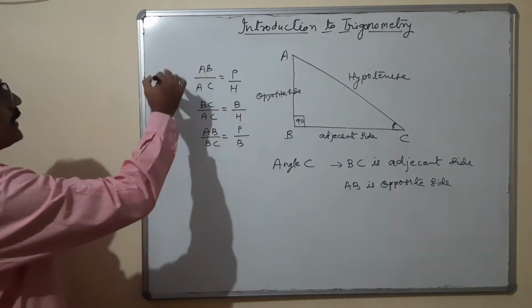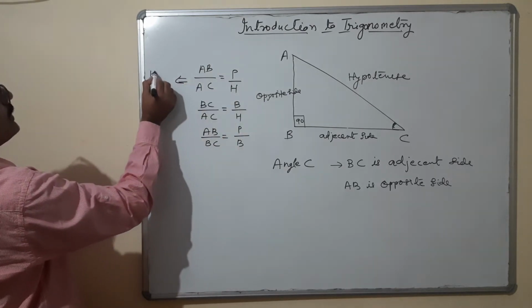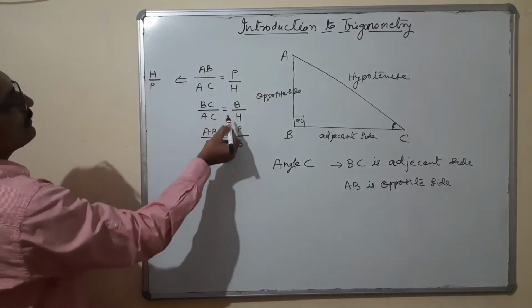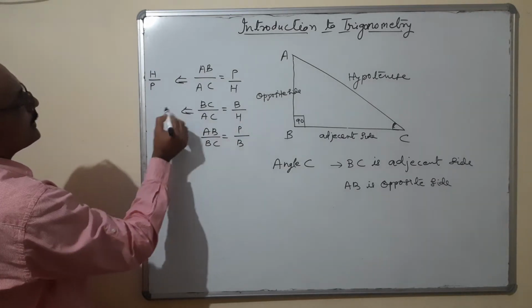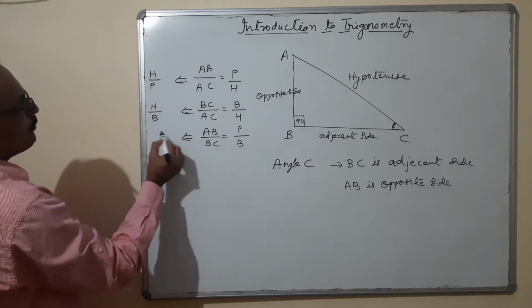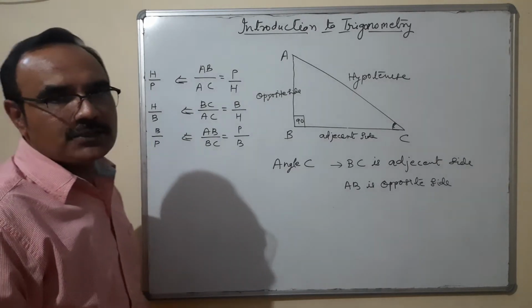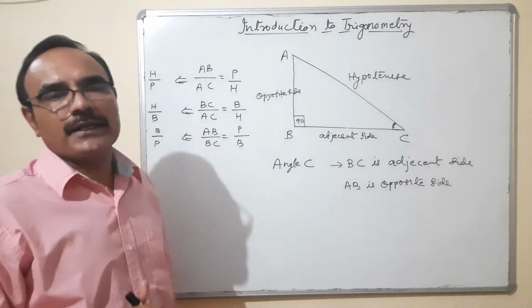If I reciprocate them, then what happens? It becomes H upon P. When you reciprocate it, H upon B, and this one is B upon P. So how many trigonometric ratios are there in total? There are 6 trigonometric ratios.